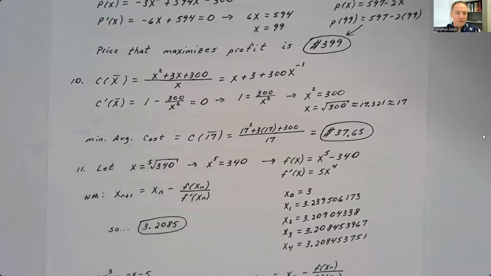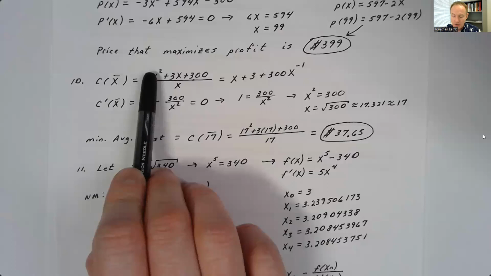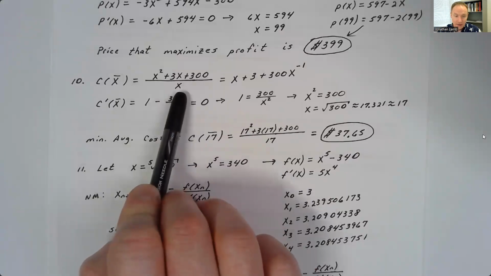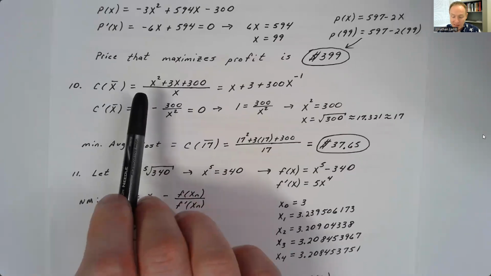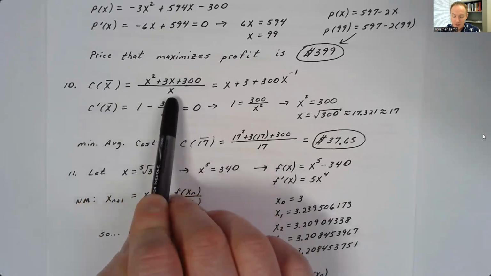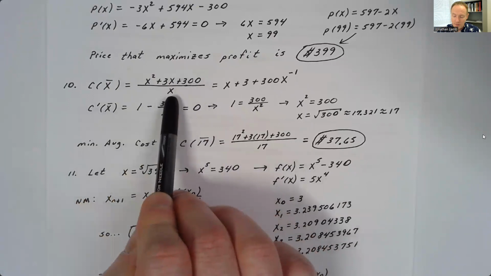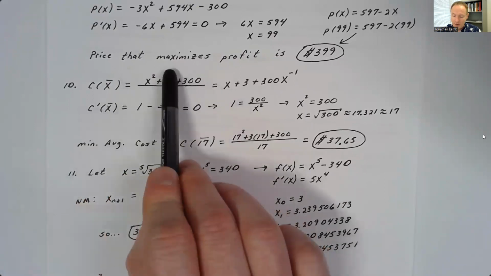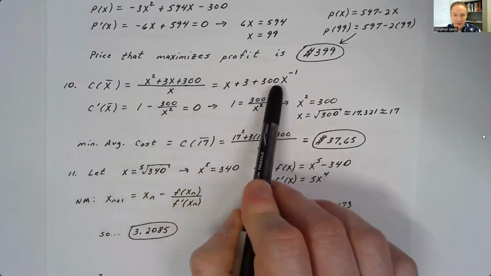Well, if the cost function is the cost of x items, the average cost of x items is always your cost function divided by the number of items you make, which is x. So that's very easy to find. Your average cost function is just your cost function divided by x. This x distributes into every term in the numerator. You'll get x plus 3, and then plus 300 over x, which I would rather write as 300x to the negative 1.